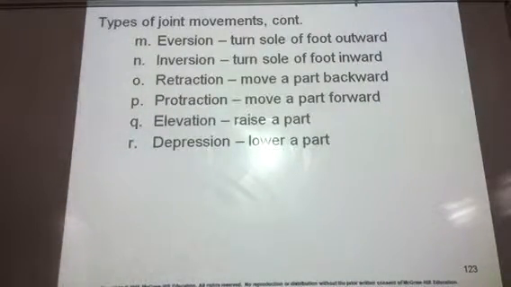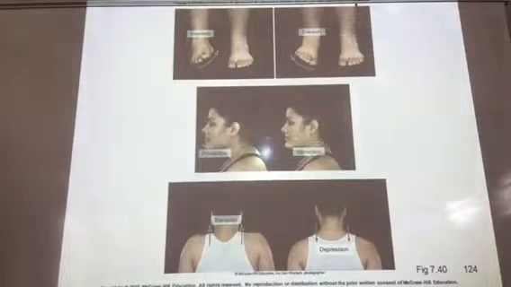And that's probably about it. Look through these joint movements. I probably will not ask these on your test. And that's the end.